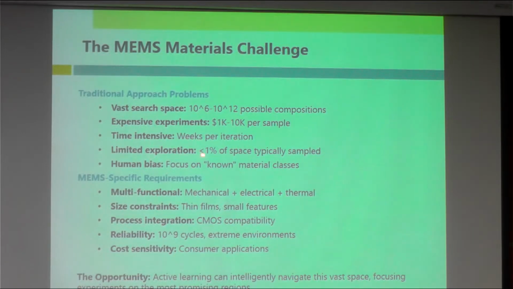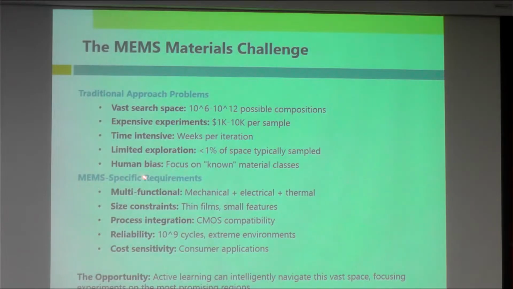And limited exploration: less than 1% of the space is typically sampled. So basically, we are limited by our samples, by our time, and also by the possibility of doing things. So we try to narrow the development from the beginning, and then this will happen. Human bias, focus on known material classes. We always try to refer to the properties of the material from the literature, for example, from what has been reported. Then with that, we have a certain bias towards certain properties of the material or the known materials.